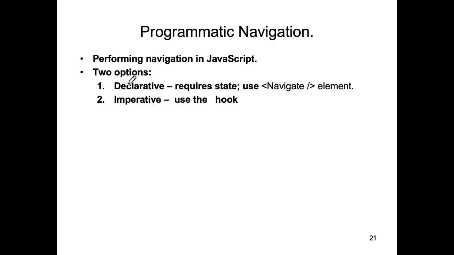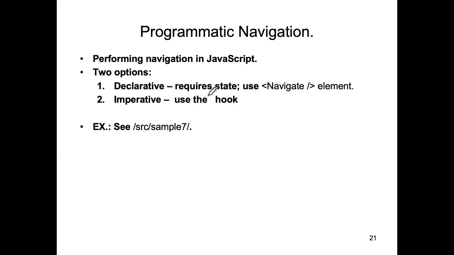If we take a declarative approach, then what you'll see, and I have an illustration of it, is you will need to have a state variable associated with the component. And that state variable is going to be used to control the navigation. And also we'll use another component provided by the React router called the navigate component. Alternatively, we can implement programmatic navigation using an imperative programming model. With the imperative programming model, we don't need any state variable. We use a hook provided by the React router called the use navigate hook. And we'll see an example of that as well.